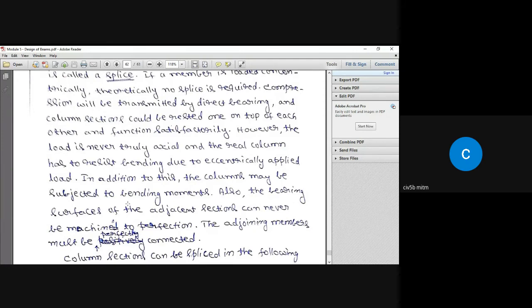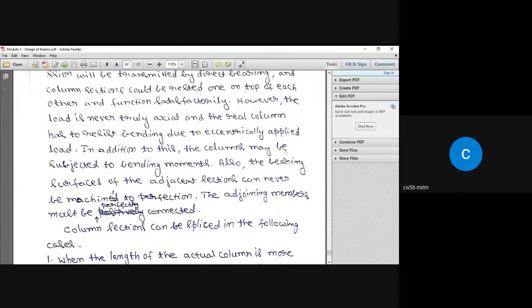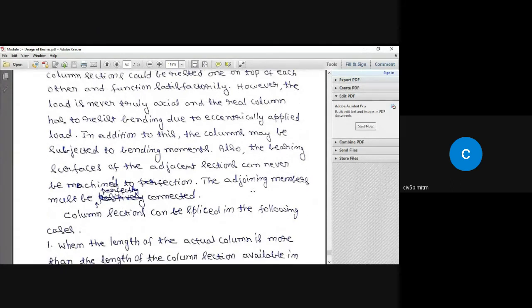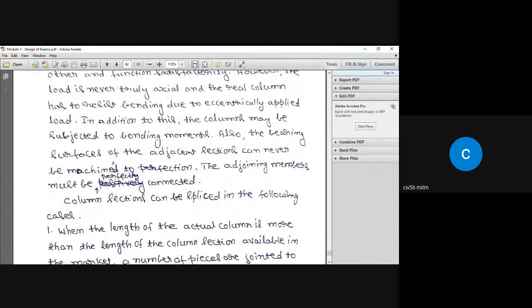However, the load is never truly axial, and the real column has to resist bending due to eccentrically applied load. In addition to this, the columns may be subjected to bending moments. Also, the bearing surfaces of the adjacent sections can never be machined to perfection. The adjoining members must be perfectly connected. It can be milled or machined to perfection, but it takes some time and skilled labor, so normally it is not milled. When it is not milled, you have to provide splicing.